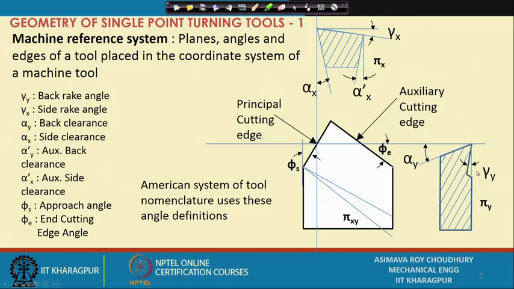You might say, what are these angles? Okay. I can formally define them, but let me give you a basic idea. They give the slant of the rake surface with reference to the pi xy plane or the reference plane. That means, if the velocity vector is exactly in the z axis, the pi xy plane becomes the reference plane. Reference plane is defined as perpendicular to the velocity vector of cut.